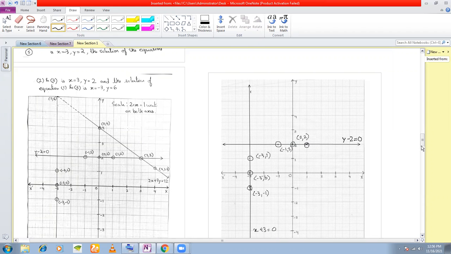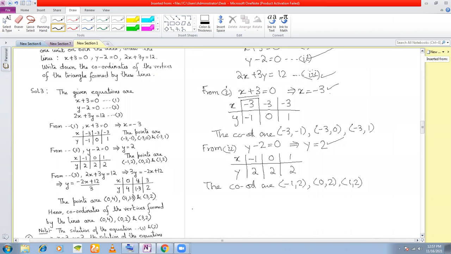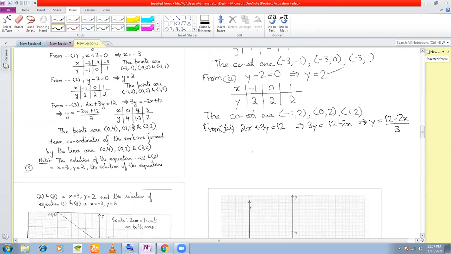Fine. Now we take the next one. So the third equation is the normal equation. So from 3, we proceed normally. We write y in terms of x. 2x plus 3y is equal to 12. So you get 3y is equal to 12 minus 2x, and you get y is equal to (12 minus 2x) divided by 3. Now again, we find 3 points.